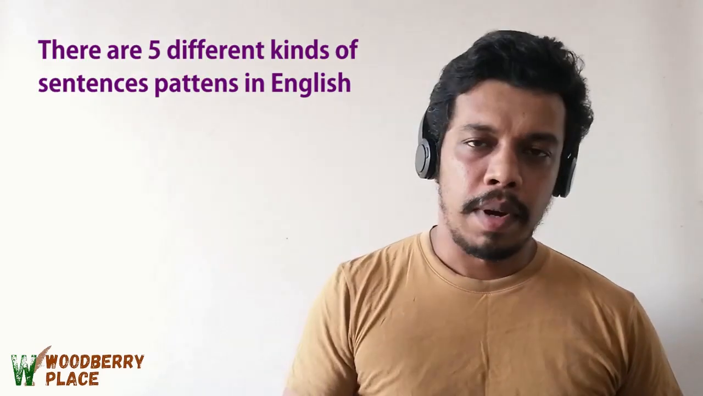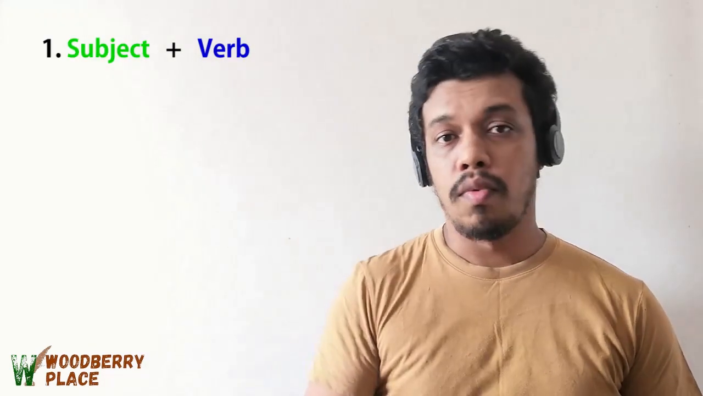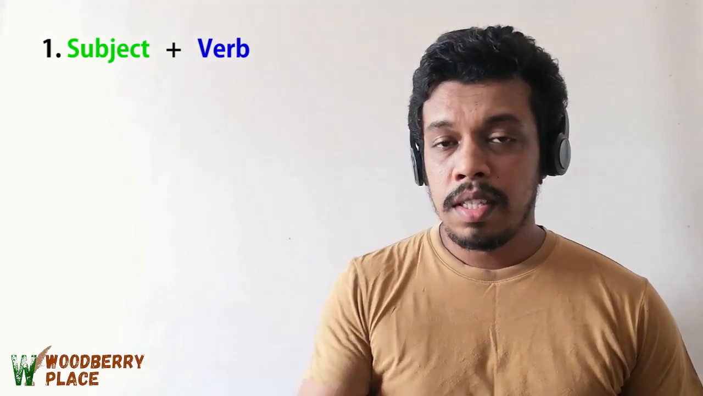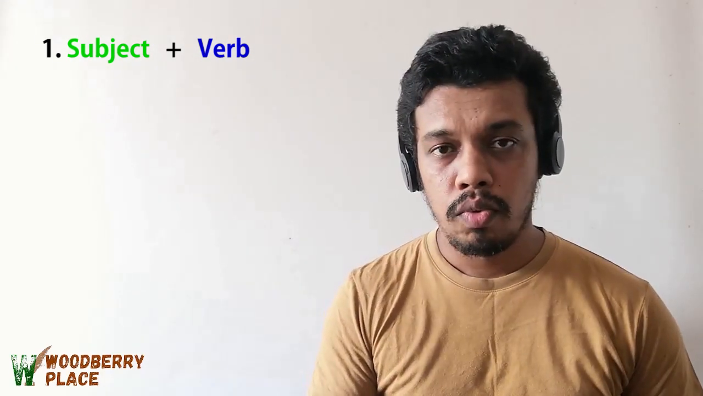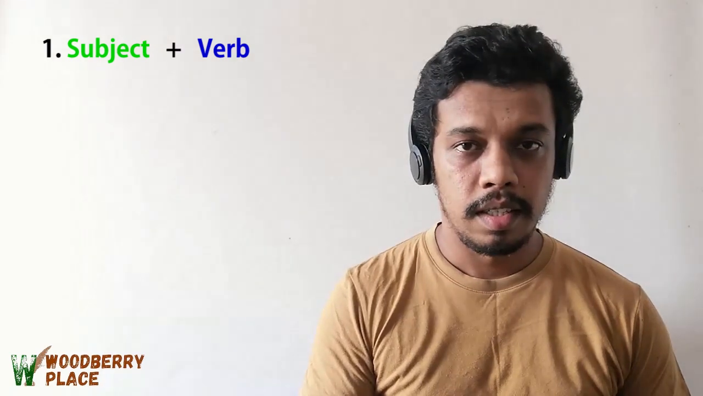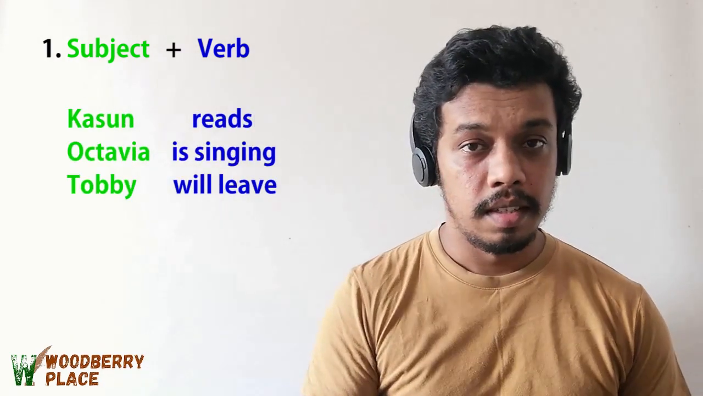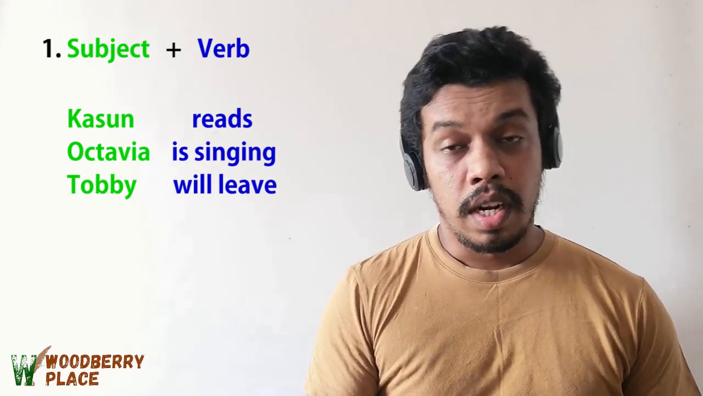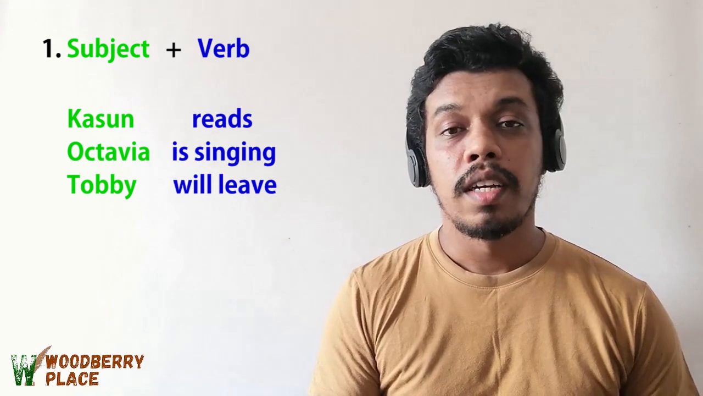There are 5 basic patterns in English. The first one consists of only a subject and a verb. These kinds of sentences are very basic and do not have any object. For instance, Kasun reads. Octavia is singing. Toby will leave.